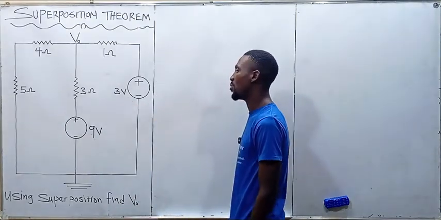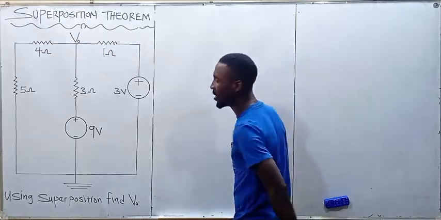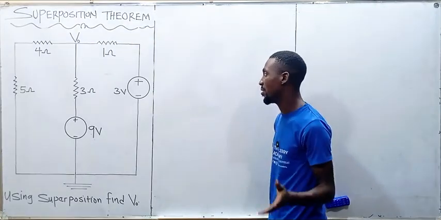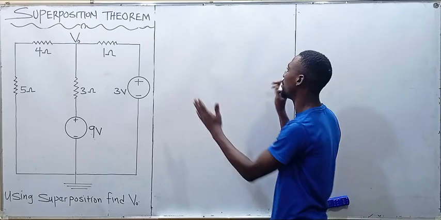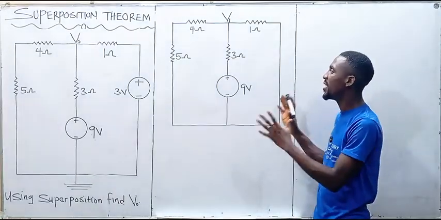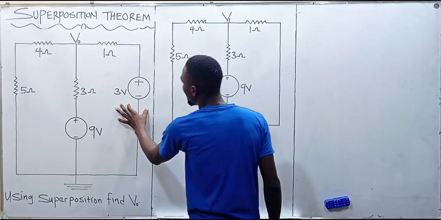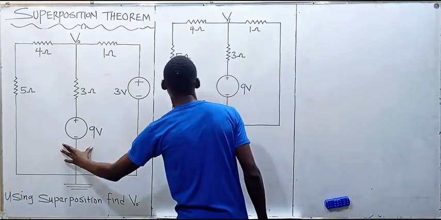So the first thing we are going to do is to consider the 9-volt voltage source and switch off the 3-volt voltage source, right? And we are going to be drawing our diagram in this. All right, so here is our diagram. So we have short-circuited this 3 volts, and then we are considering 9 volts.